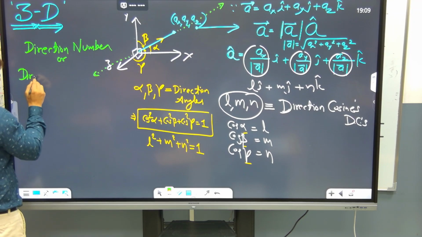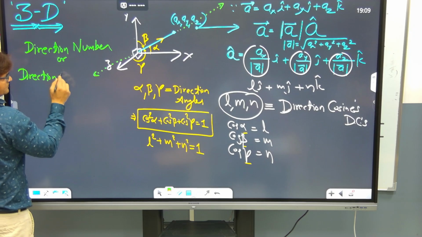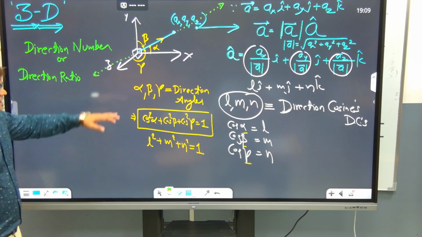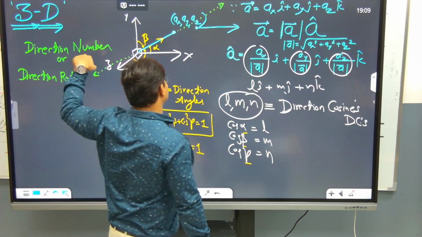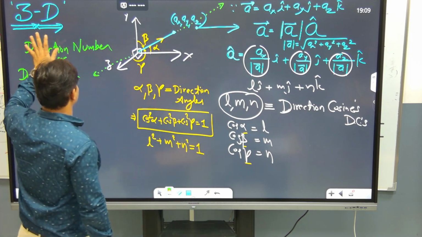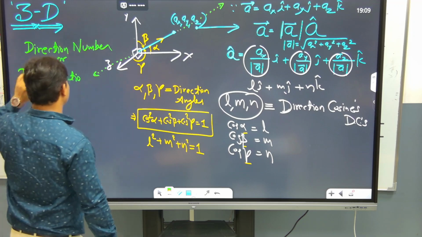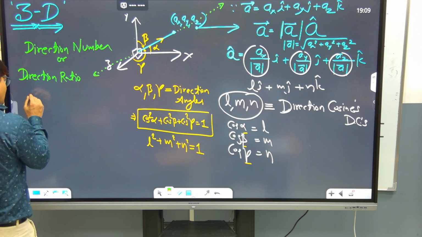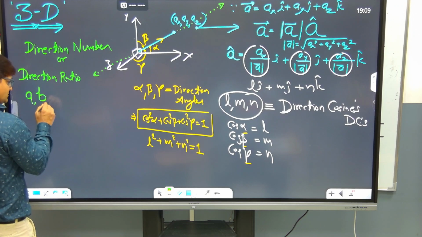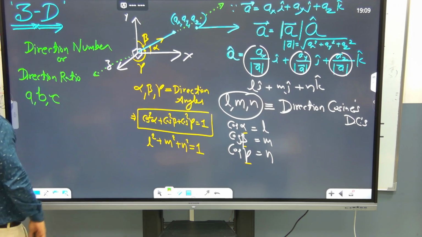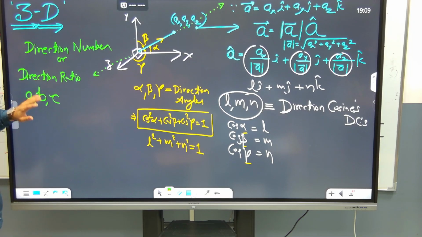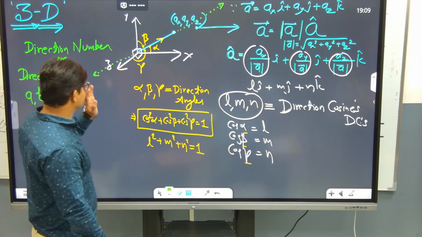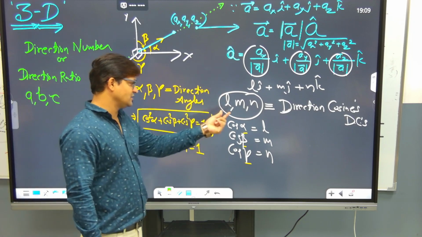In our book normally we are using the term direction ratio. So what is direction ratio, direction number? Every point situated on that line is given by direction ratio, direction number. Logically, direction ratios, direction numbers are normally represented by small a, b, c, even capital A, B, C also. A, B, C are our direction ratio, direction number. It is a number which is proportionate to our direction cosines.